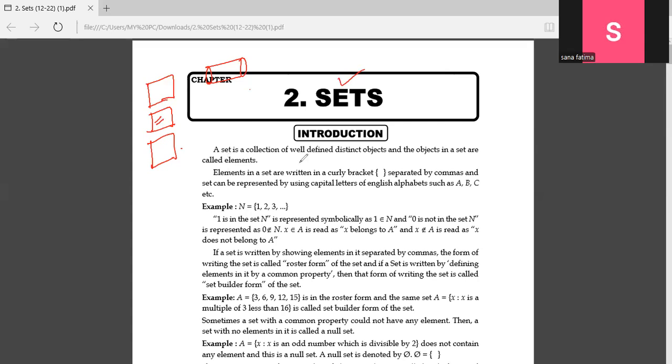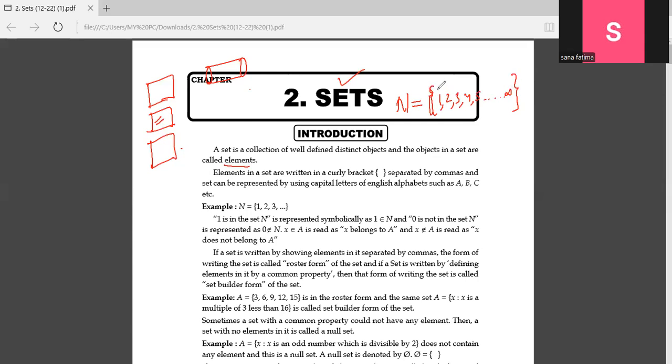A set is a collection of well-defined distinct objects, and the objects in the set are called elements. So the objects inside the set, for example, you are arranging natural numbers. You'll write N equal to. And sets are always written in curly brackets, or you can say flower brackets. So these are curly brackets where you are writing natural numbers: 1, 2, 3, 4, 5, and so on. You are writing till infinity.